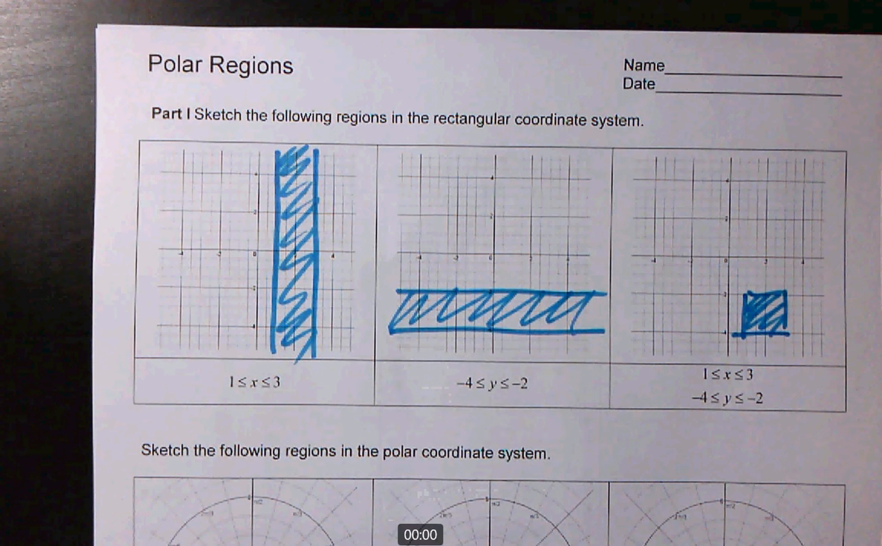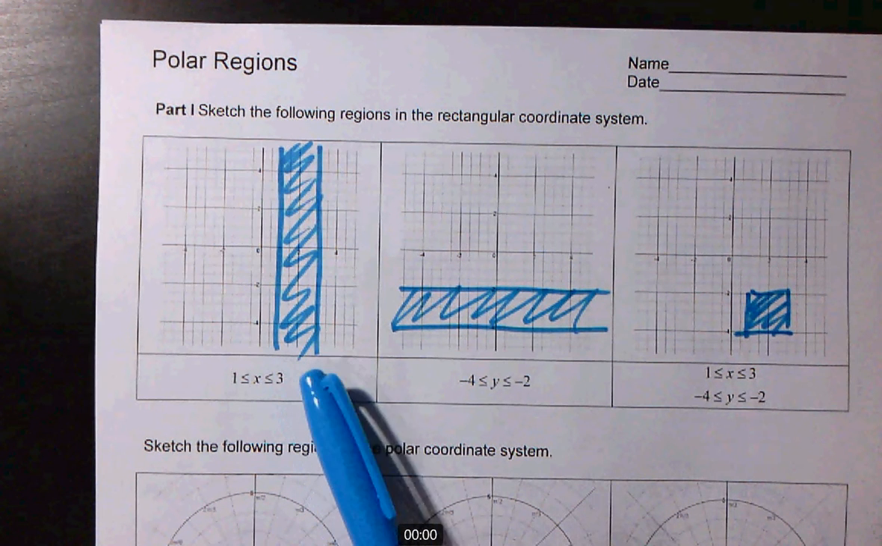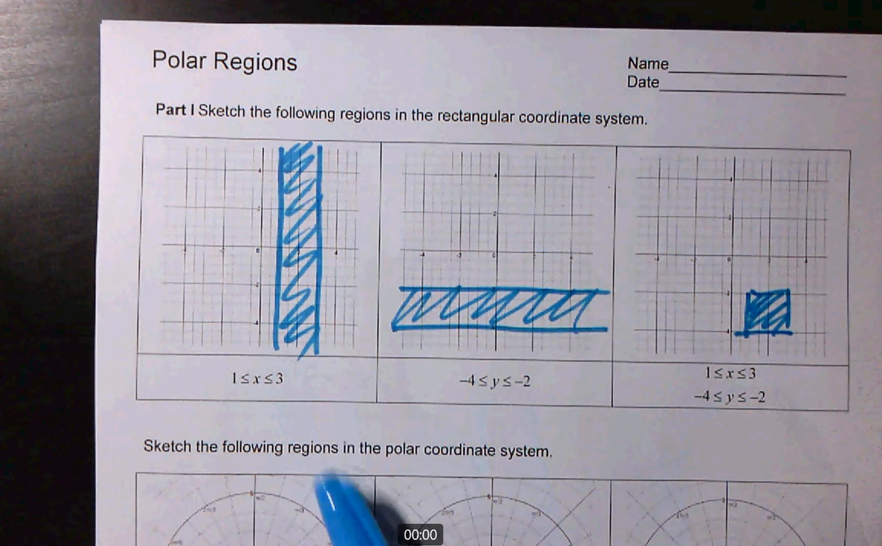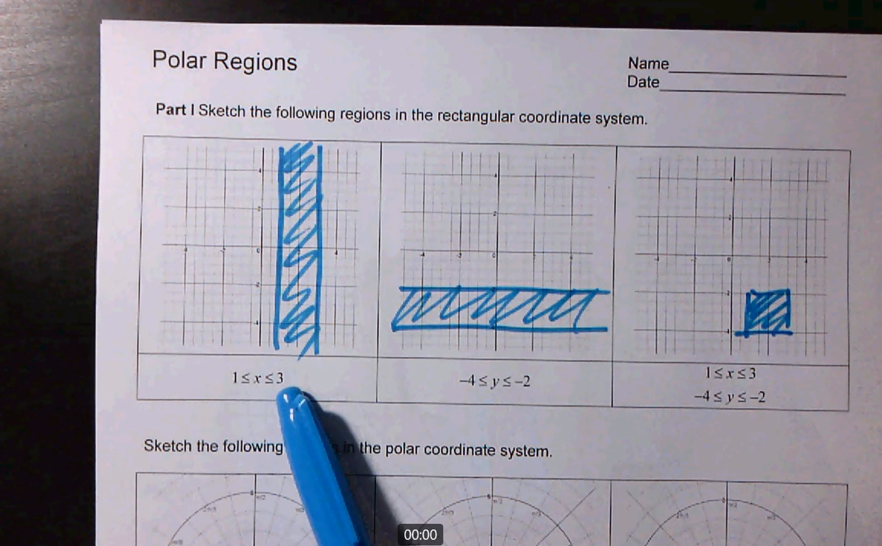Hi everyone. I wanted to take a couple of minutes and go over this handout on polar regions. So in part one here we began by shading in some regions of the plane that are determined by various rectangular inequalities. So here are the set of points in the plane whose x-coordinates are between 1 and 3.